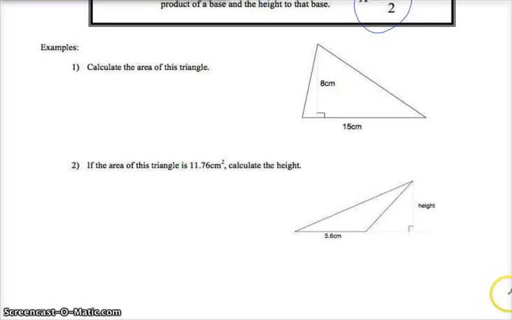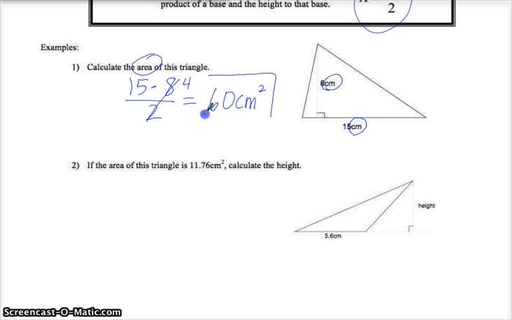All right, so let's apply that really quickly. Calculate the area of this triangle. We would simply do base, which is 15, times height, which is 8, and divide that by 2. I don't have a calculator, so I'm just going to say 2 goes into 8 4 times. 15 times 4 is 60, but don't forget our units and the fact that it is area. Remember, area is two-dimensional. That's why we have our squared here. So it's 60 centimeters squared.